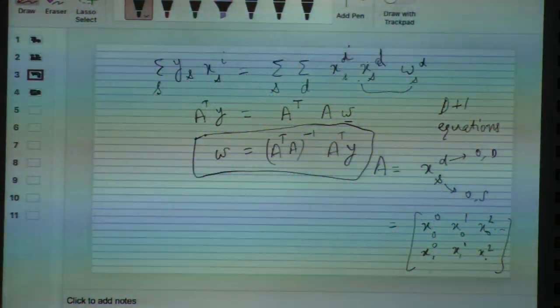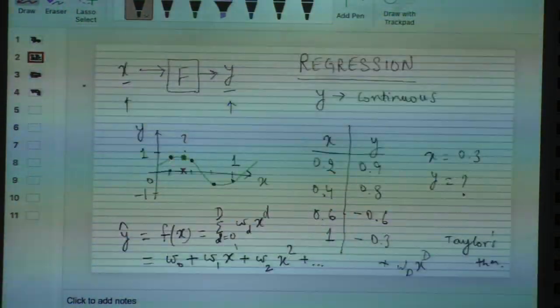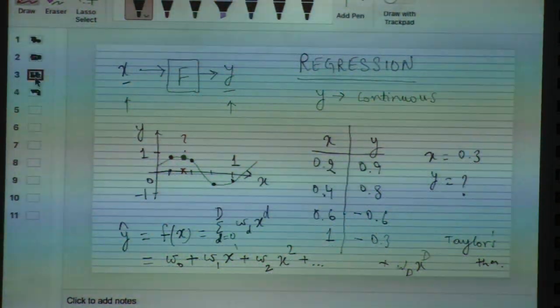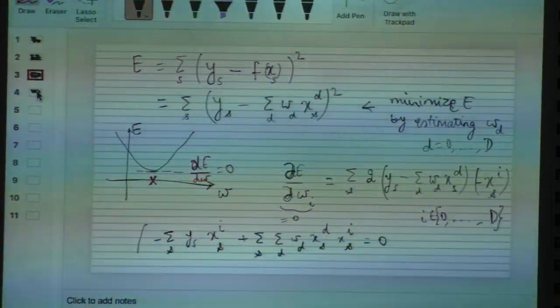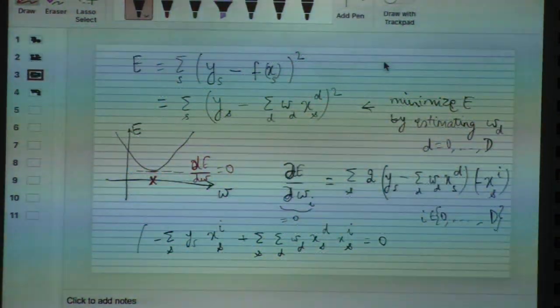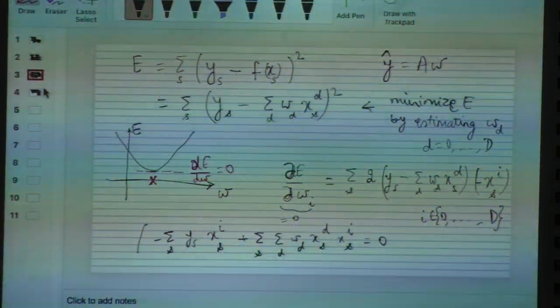Right? Just for clarification, I can also write this as y hat is equal to A times W. I can say my y hat is equal to A times W, right? So what I get here is this solution.